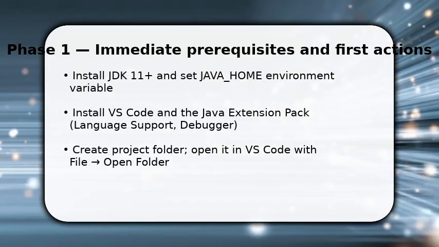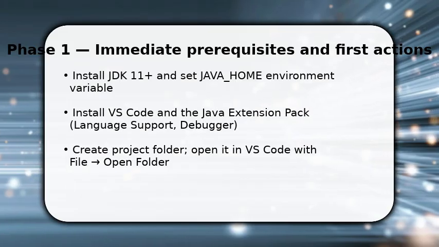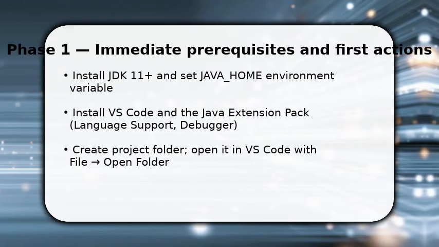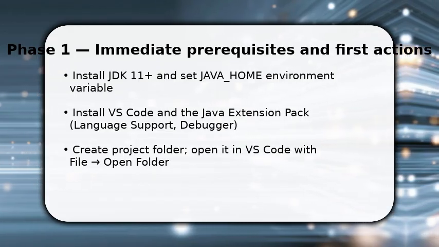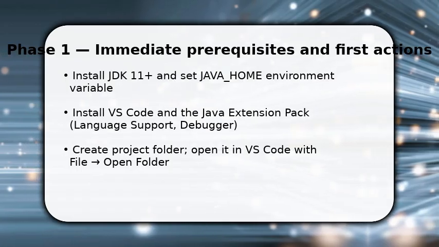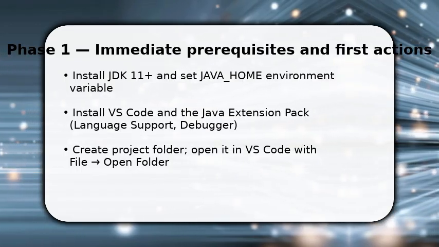You already have the essentials: JDK installed and VS Code ready. Now act. Open the project folder in VS Code, then install the Java extension pack if not present. Once done, use Command Palette and run Java: Create Java project to scaffold files.